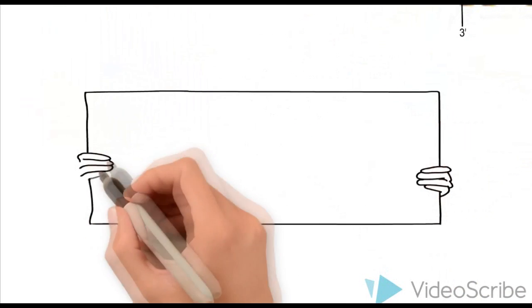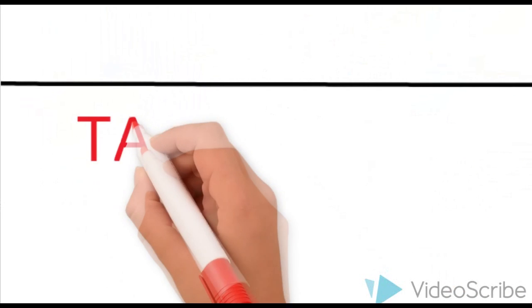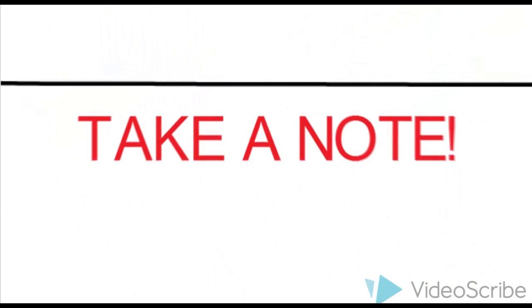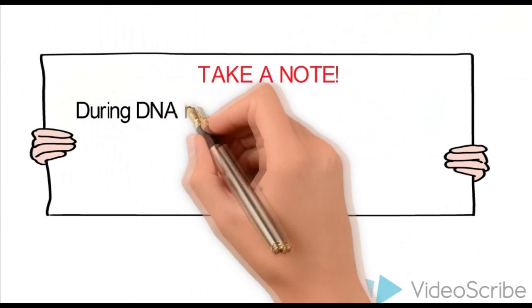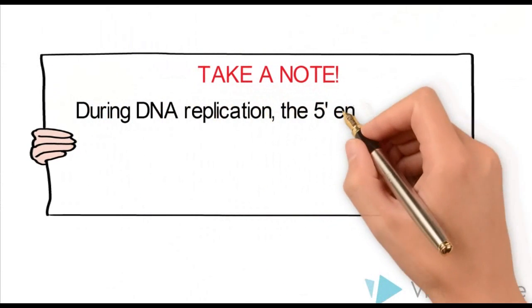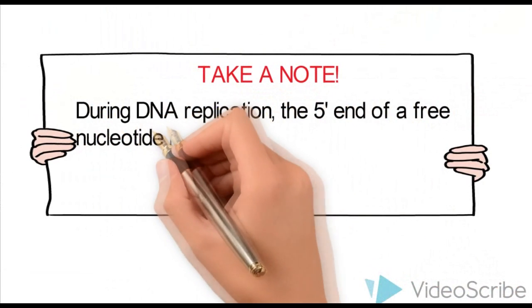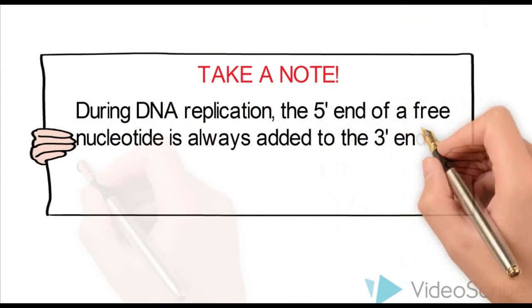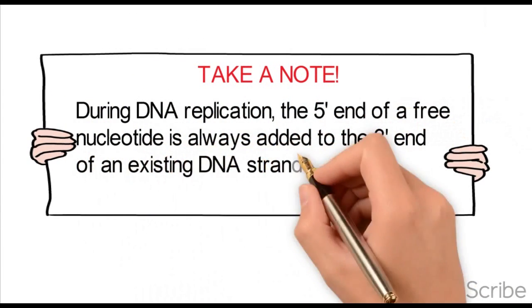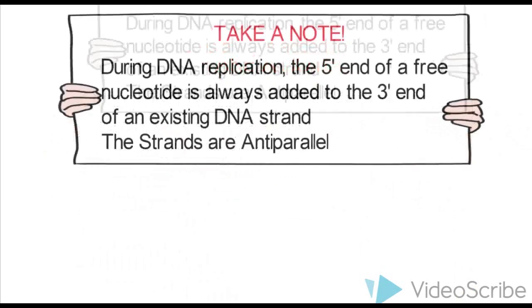Before we start with DNA replication, you need to take a note. During DNA replication, the 5 prime end of a free nucleotide is always added to the 3 prime end of an existing DNA strand. The strands are antiparallel.